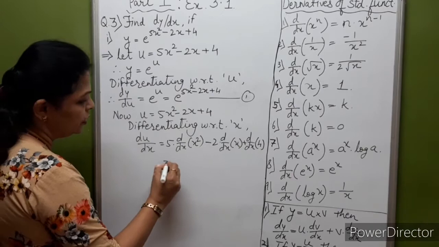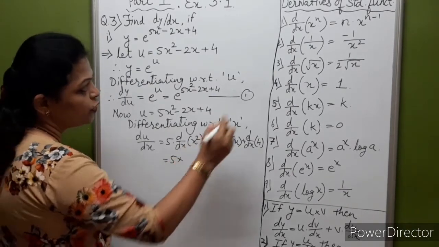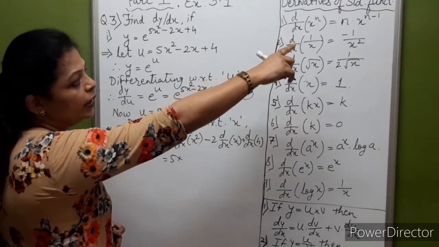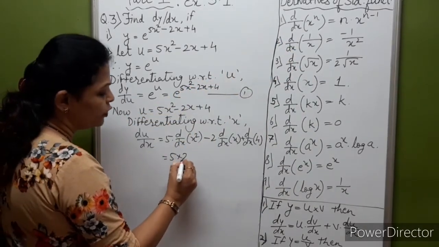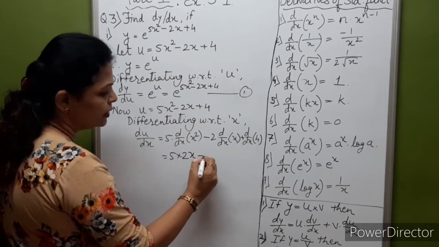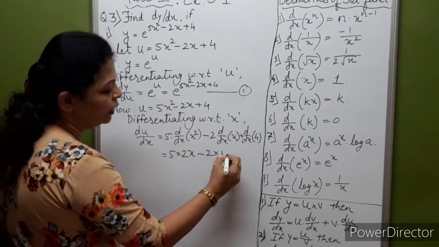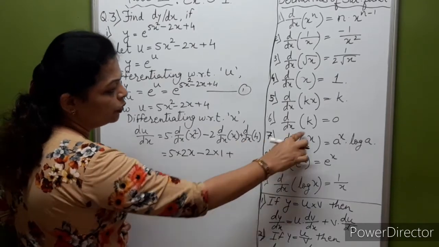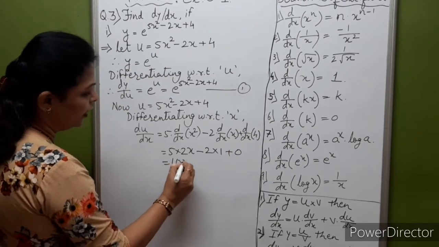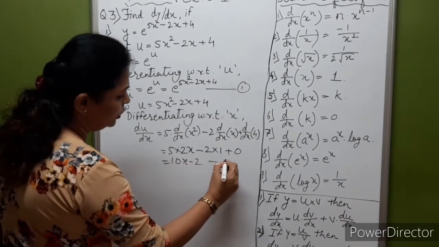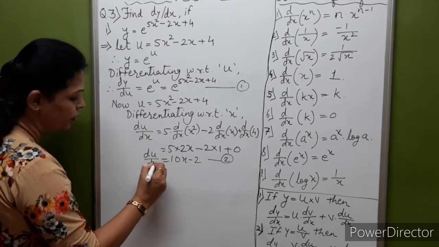Right? So simplify. Now this is 5 into the derivative of x square. The first formula: the derivative of x raised to n is n into x raised to n minus 1. So the derivative of x square will be 2x, minus 2 into the derivative of x, which is 1, plus the derivative of 4, which is 0. So you get 10x minus 2. This is your du by dx.